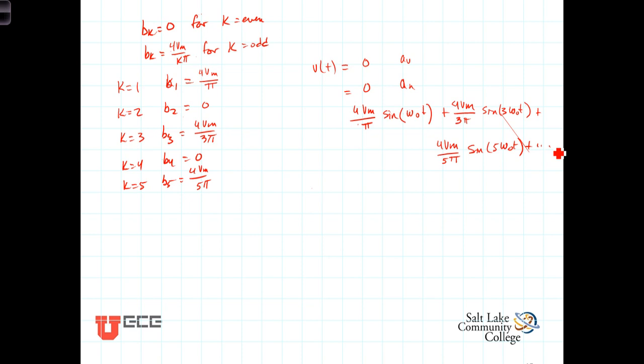Let's say it in words then. That function v of t can be written as, in this case, a single infinite sum of terms involving what we're going to refer to as the odd harmonics. This is the first harmonic, or the n equals 1 harmonic. This is the third harmonic, or n equals 3 harmonic. This is the fifth harmonic, the seventh harmonic, and so on.